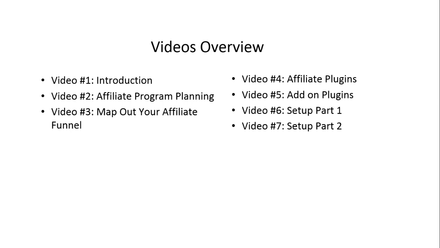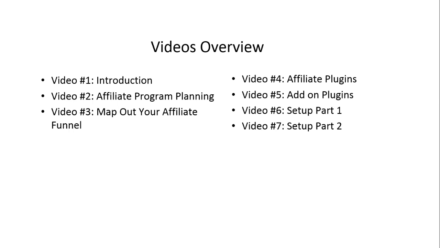Video number 1 is the introduction. We'll talk about what you need before you get started, and you'll be given a quick overview of everything as a whole so you know exactly what to expect. Video number 2 will talk about the planning process of how and what you want to see in your affiliate program. And then, of course, in video number 3, we are going to take that brainstorm planning and map it out so that you can clearly see the structure, step 1, step 2, and so forth.